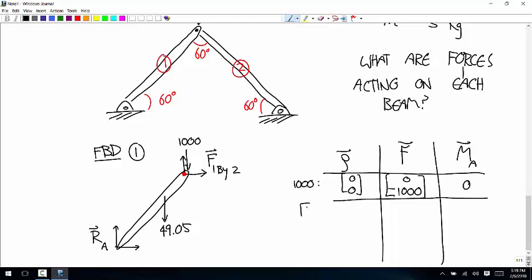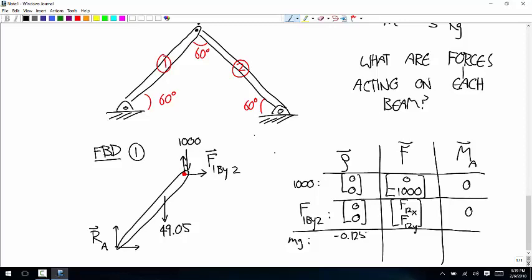And then the force on 1 by 2. That's an r vector of 0. Force vector of F1,2x, F1,2y. 0 cross product. Then the weight force. Now we have to do trigonometry to get that r vector, but it turns out it's just going to be negative 0.125, negative 0.217.